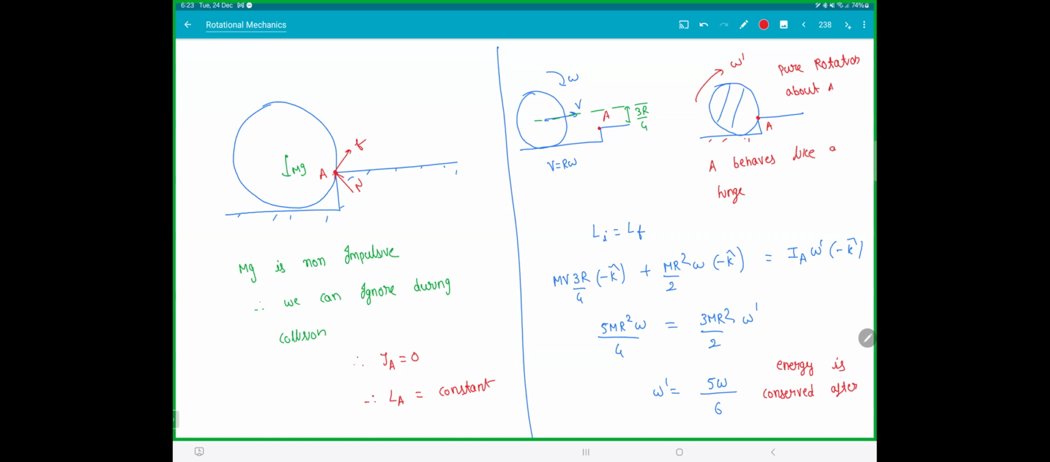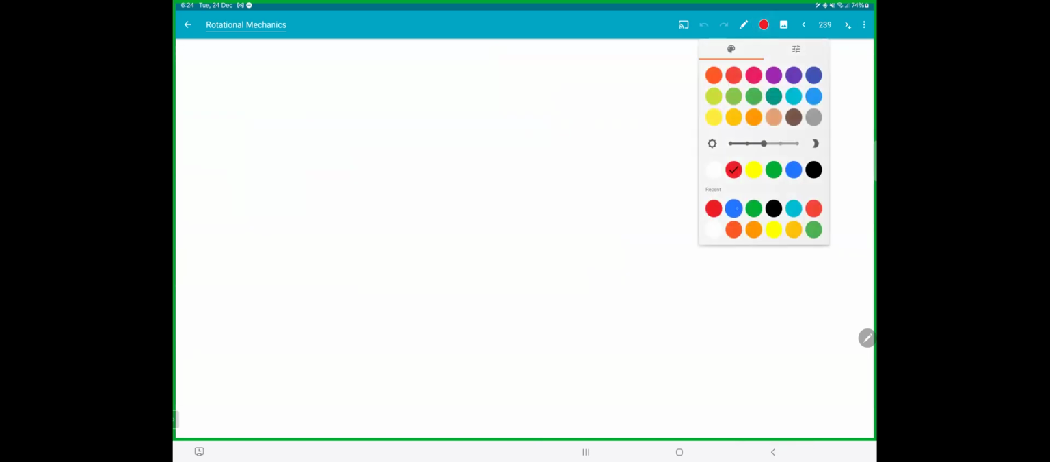Because whatever deformation has to happen, that happened. Whatever energy was lost went into deformation, and after that there is no more further deformation. Now we use conservation of energy after the collision is over. Now your steps will look like this.